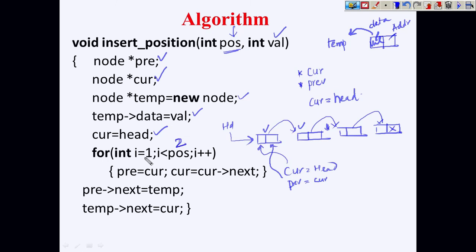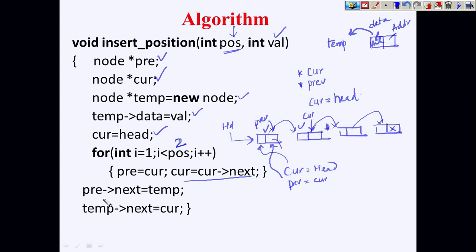So i equals 1, pre equals curs. We have given previous equals current, current equals current next. So current next, this is current, this is the next field. Current next means this node. That means after the statement we have this as previous, and this is current.